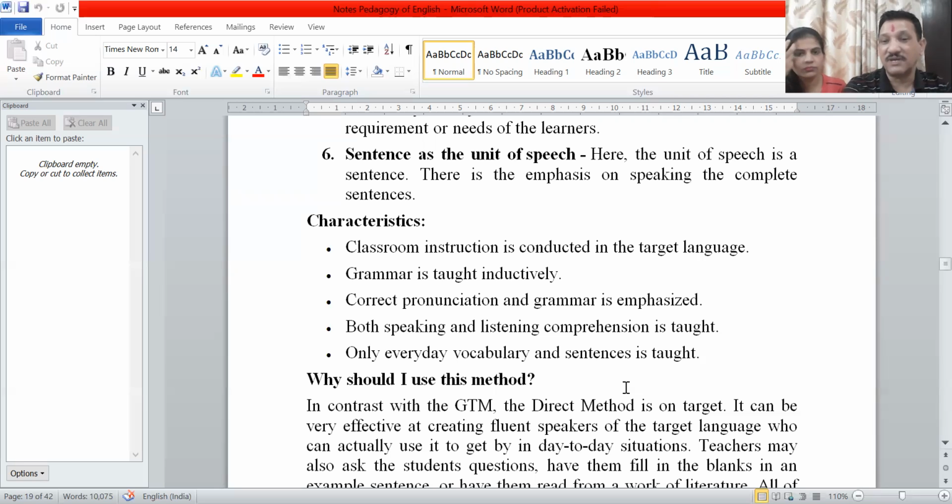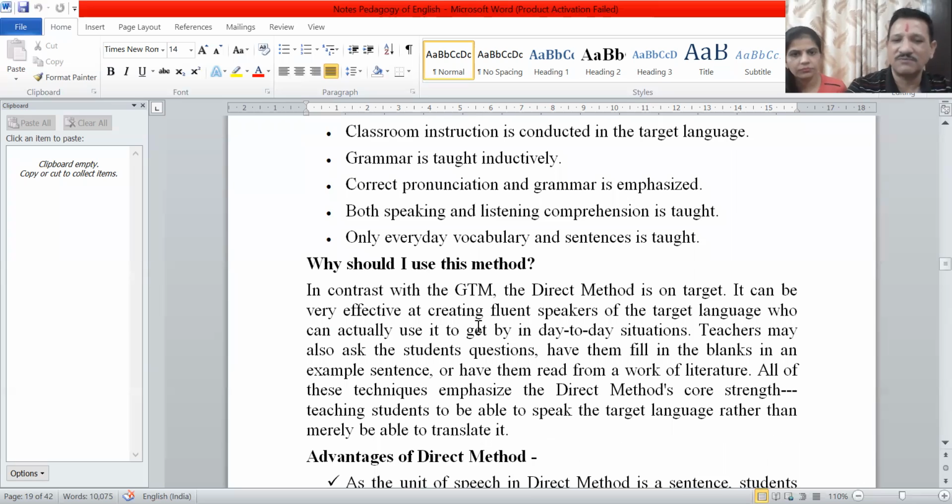What are the characteristics of the direct method? You can write them directly from the principles also, but some of the characteristics we have to keep in mind. The first is that classroom instruction is conducted in the target language. Second, grammar is taught inductively. Third, correct pronunciation and grammar are emphasized. Fourth, both speaking and listening comprehension are taught. Fifth, only everyday vocabulary and sentences are taught. These are the characteristics you have to keep in mind for using the direct method of teaching.